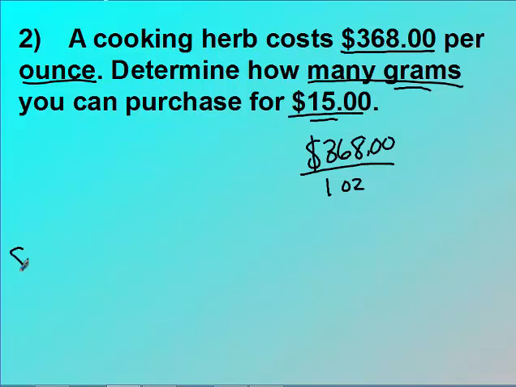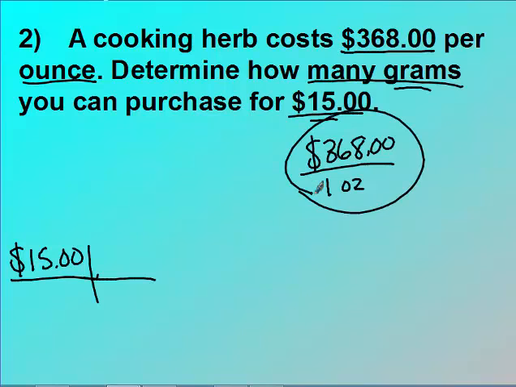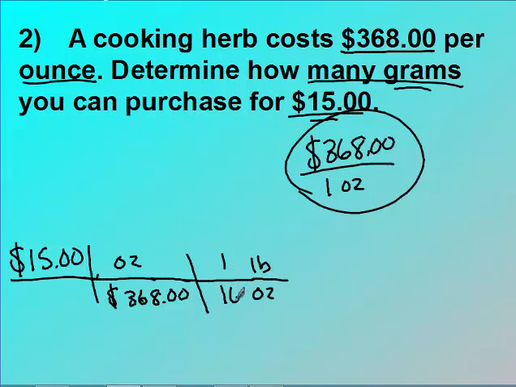So we start with $15. I do have a conversion that has dollars in it, so I'm going to use this conversion right away. Since dollars is on the top, dollars has to go on the bottom. So now I just have to get ounces to grams. Looking at my metric American, I have ounces to pounds. 1 pound is 16 ounces, and I have pounds to grams. 1 pound is 454 grams.